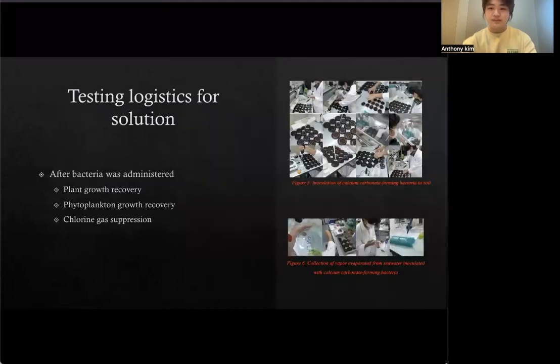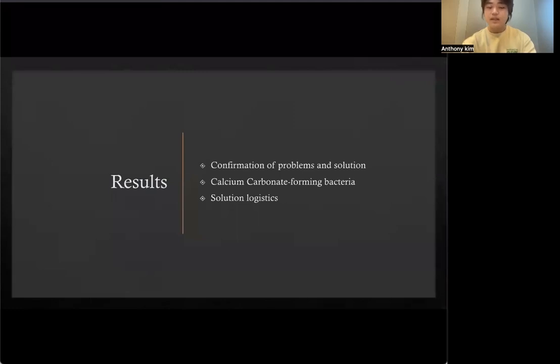With the experiments for testing the logistics of the calcium carbonate forming bacteria, plant growth, phytoplankton growth, and the generation of chlorine gas were tested. The same procedures were used for these experiments, but just with the bacteria added. Now the overview of the results of the above analysis. First, there will be results for the confirmation of the problems, and then the logistics for the solution.